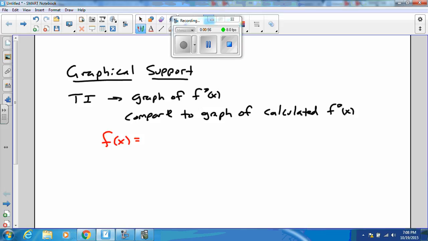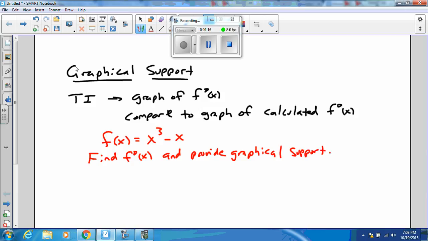Well, let's take, for a concrete example, f of x is equal to x cubed minus x. And the instructions are to find f prime and provide graphical support for your answer. Well, finding f prime is easy. At this point, you guys are experienced enough to know to go a term at a time and get power rule 3x squared minus power rule 1. So that's simple enough, although my handwriting is still bad. There, 3x squared minus 1.